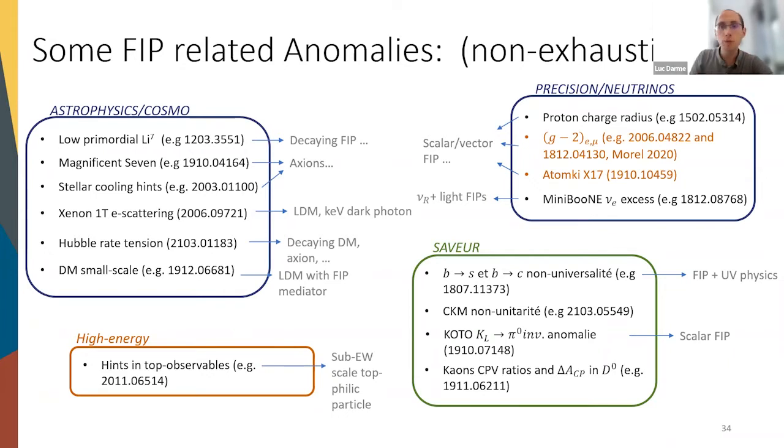So this is a very broad picture. And in practice, what we're going to do in this lecture is try to talk a bit more about astrophysics and how we can use FIPs for dark matter. And then we'll try to touch a bit on other precision neutrino experiments and flavor issues.